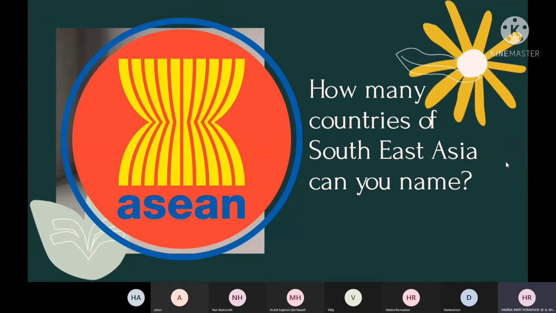Southeast Asia is composed of, there are about 11 countries. Okay, so it includes ours. So among the countries are Brunei, Myanmar, Cambodia, Timor-Leste, Indonesia, Laos, Malaysia, the Philippines, Singapore, Thailand, and Vietnam. So those countries are called Southeast Asia.